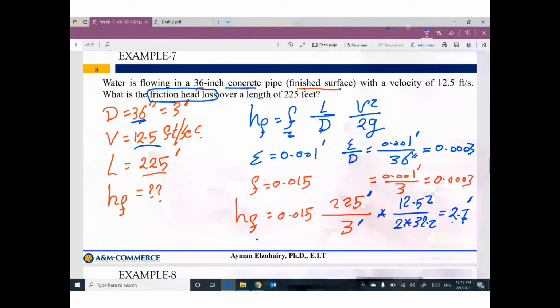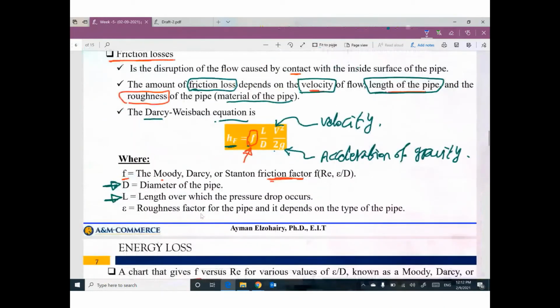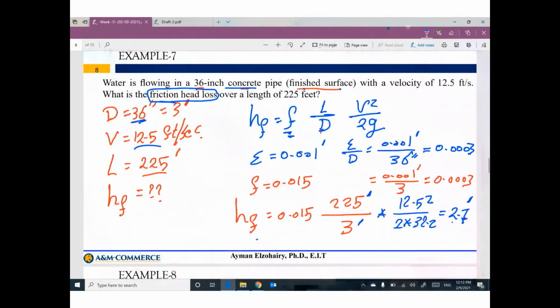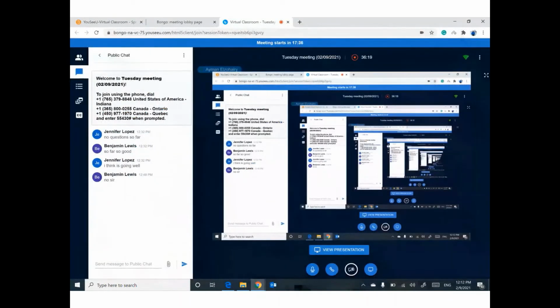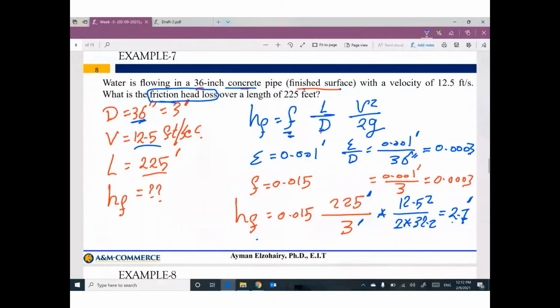It's very easy, very simple. You need to read your problem carefully. We are looking for the friction head loss equal to F times L divided by D, V squared divided by 2G. Any question? If you have any question, let me know.